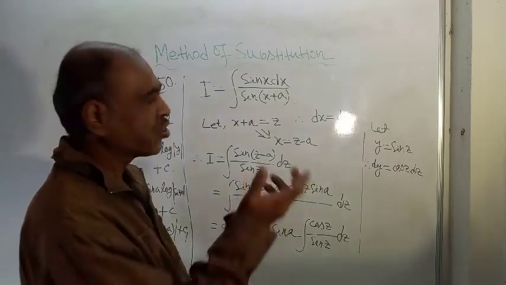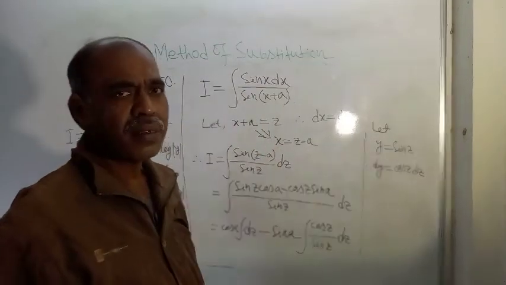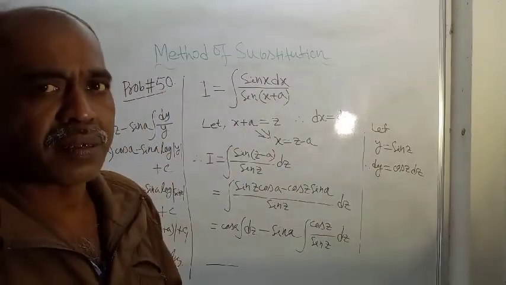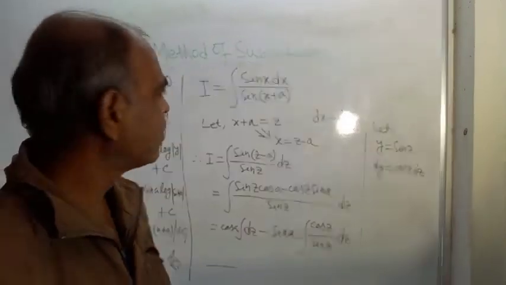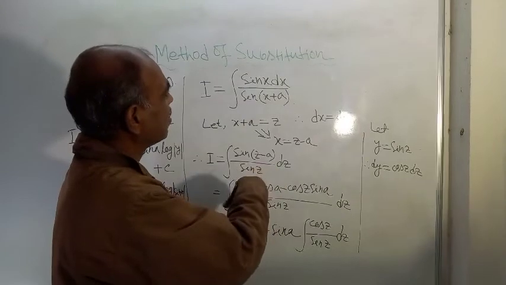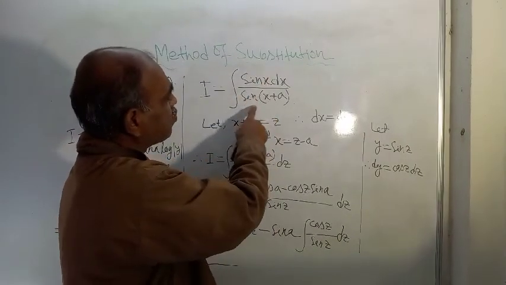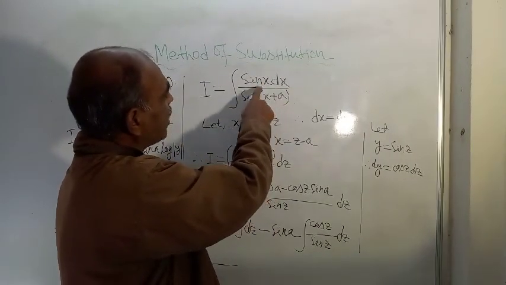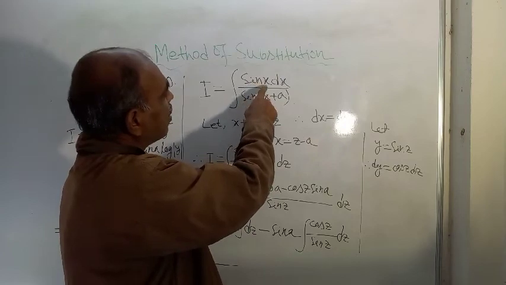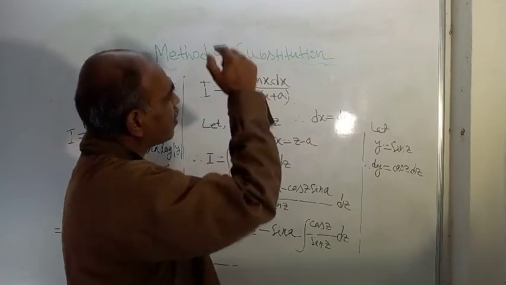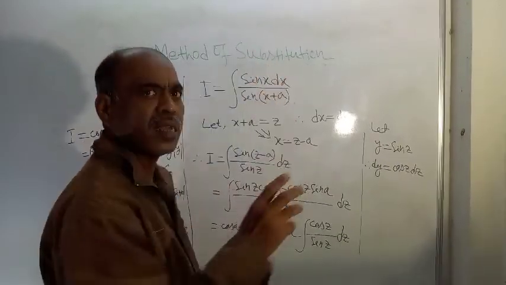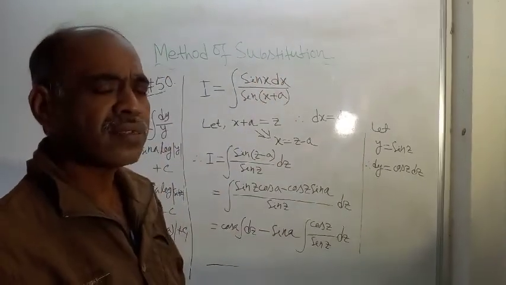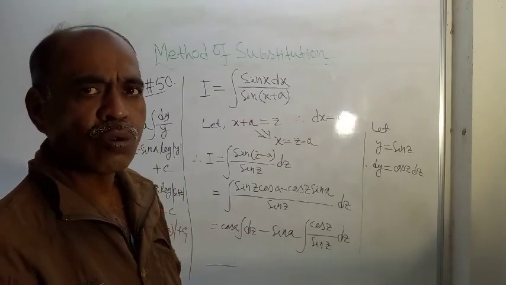Just by making little changes, these problems can be made similar. Not exactly the same, but similar problems can be made by making little changes here. Say here sin x is there, here sin(x plus a) is there. You can write, instead of sin x, sin(x plus b). Here sin(x plus b), here sin(x plus a). That way also the problem can be changed and that is also solvable. There will be no difficulties.